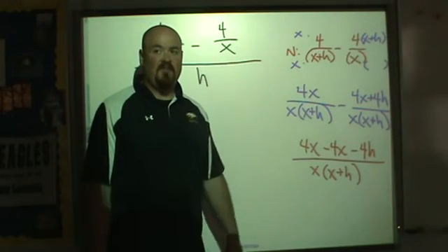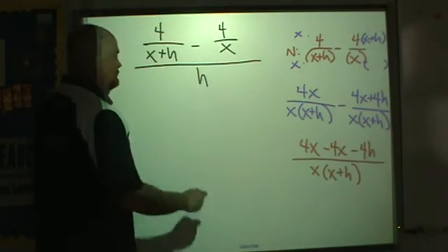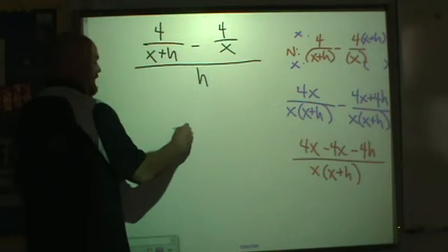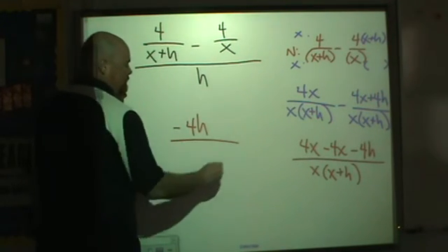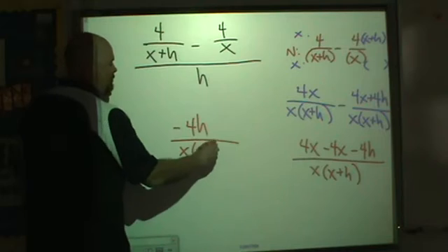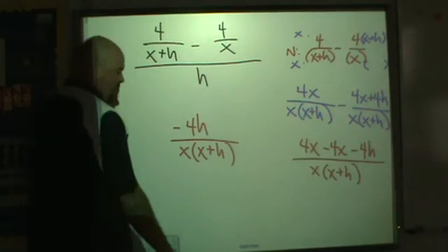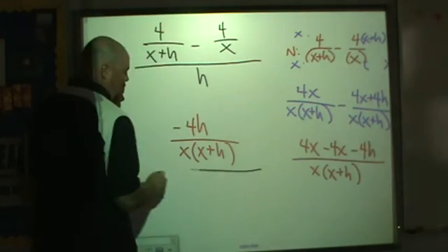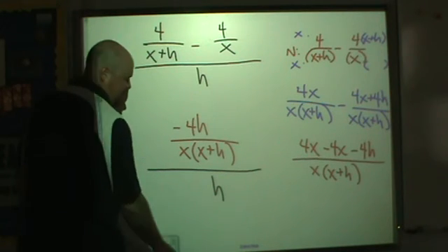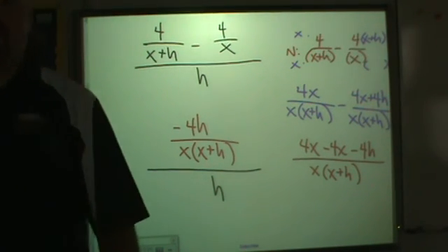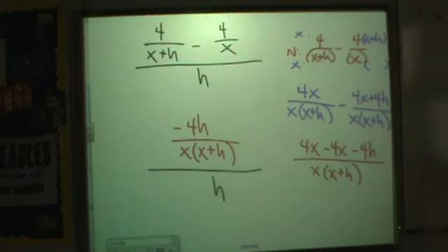And this all simplifies down to what? Negative 4h on the top, x plus h on the bottom. That's my numerator. All over h. I'm going to pause this because I don't want the video to go too long.